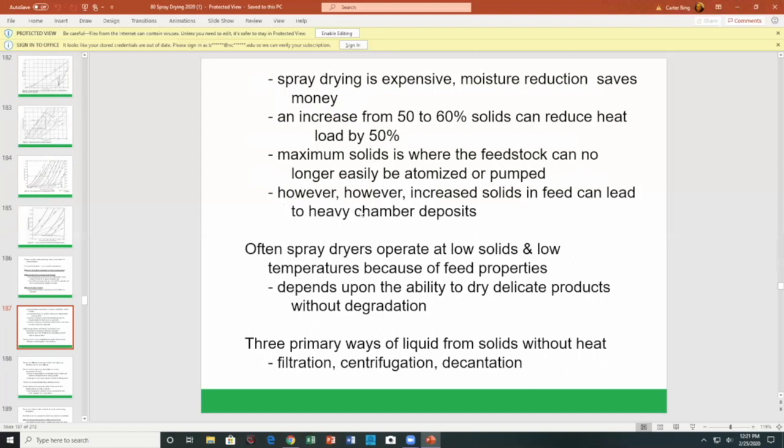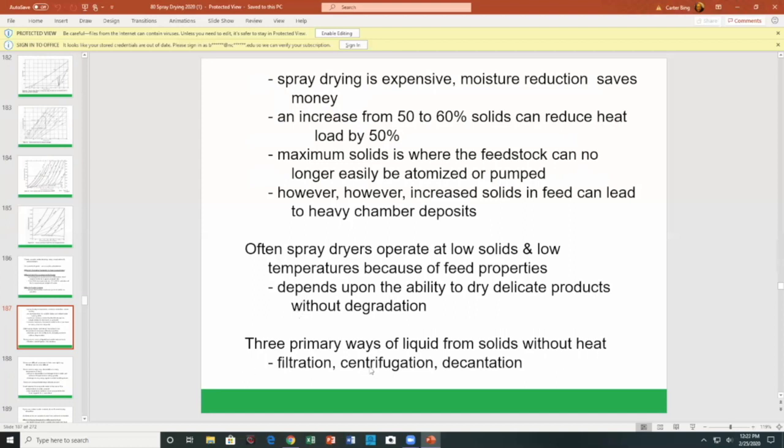In filtration, one of the things you try to do is concentrate your solids. Increased solids in feed can lead to heavy chamber deposits, right? Increase in solids leads to increase in drop size, lower evaporation rates. You run into the particle becoming an object in the flow and it hits the wall. Often spray dryers operate at low solids and low temperatures because of feed properties. It depends upon the ability of delicate dry products to withstand degradation.